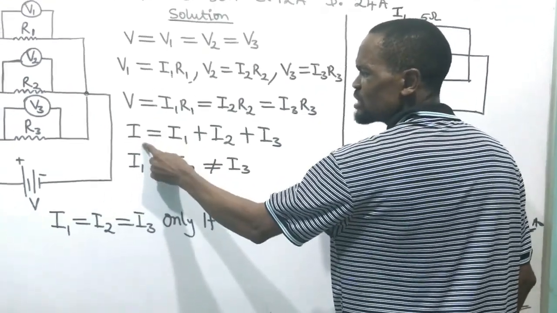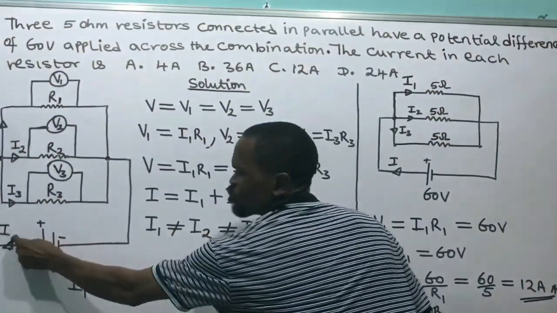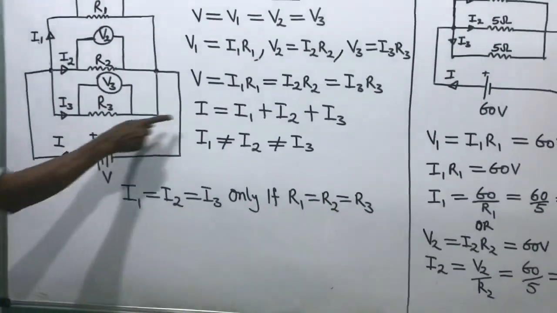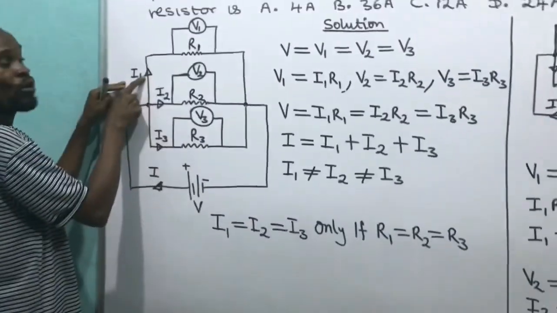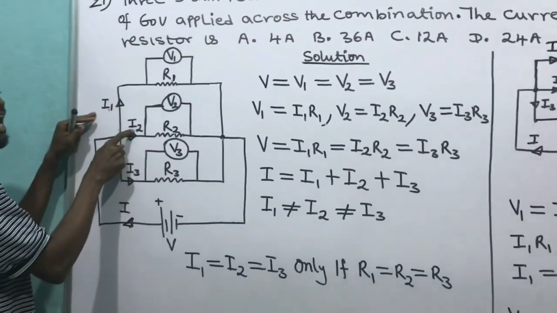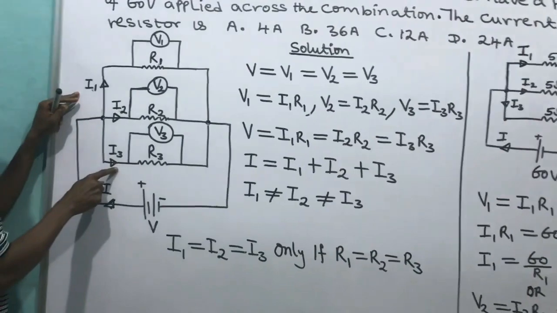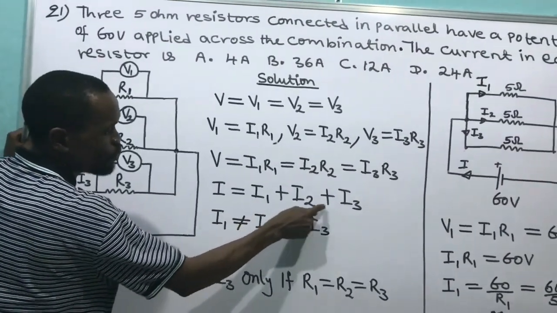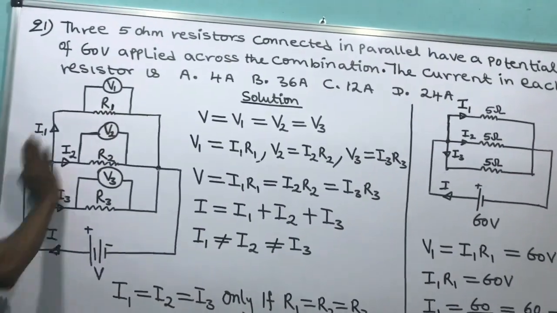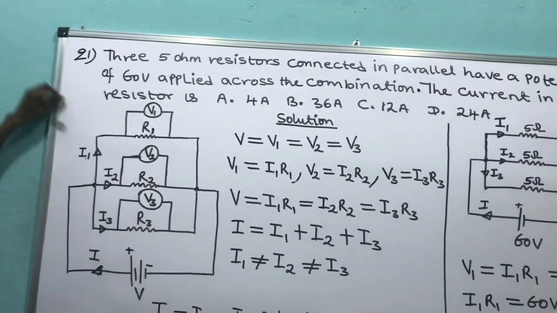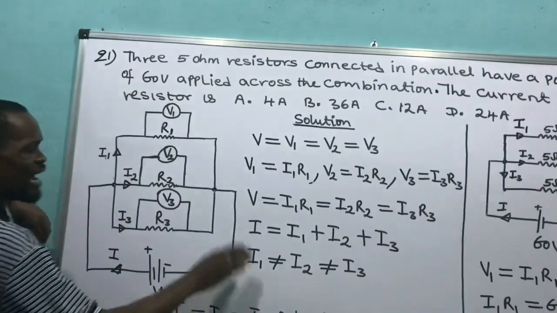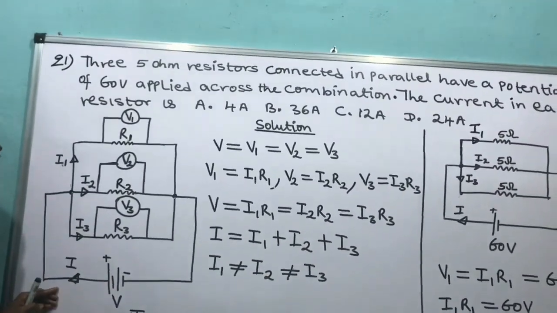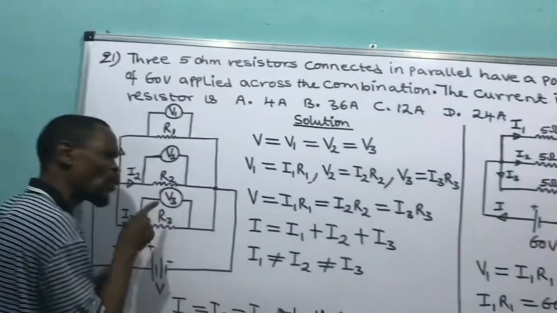Since the currents are not the same, look at the total current. The total current is equal to the current that goes to R1 plus the current that goes to R2 plus the current that goes to R3. That's what we said. Total current is equal to current 1 plus current 2 plus current 3. Because this total current splits here and goes here and here, and when we add them up, it gives us the total current that flows.